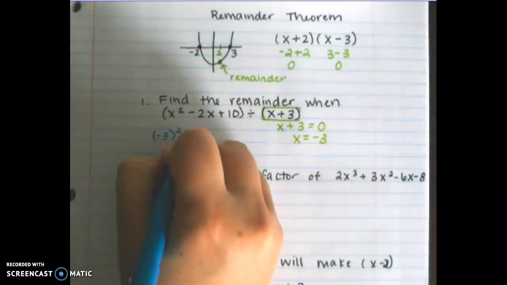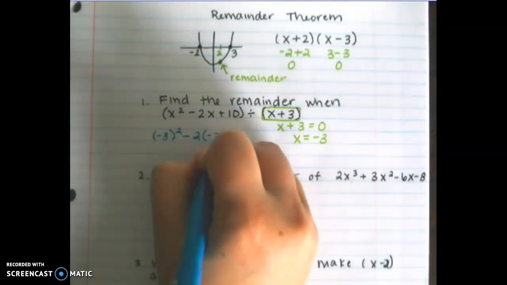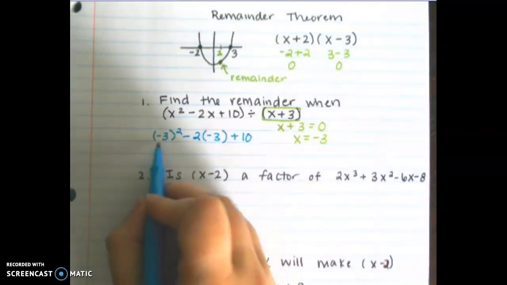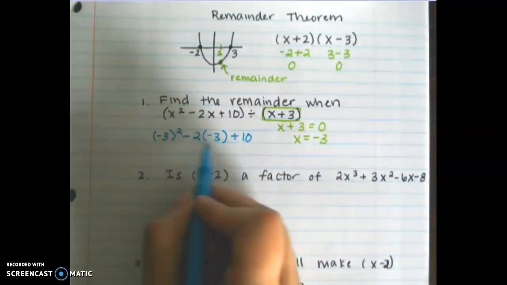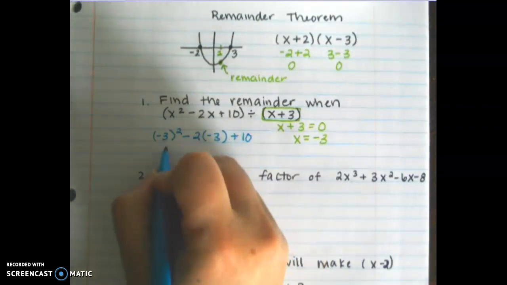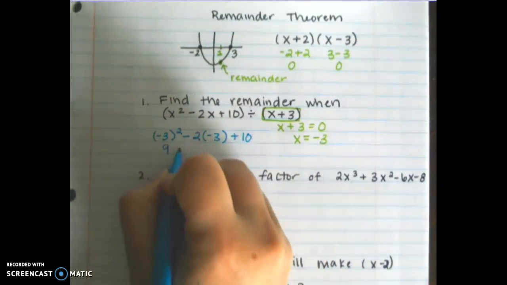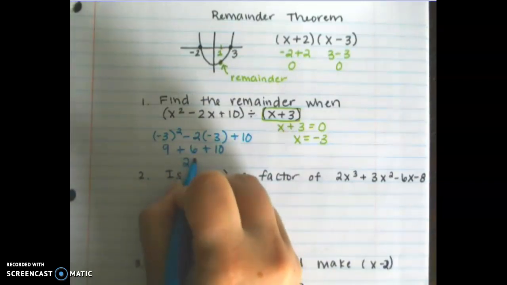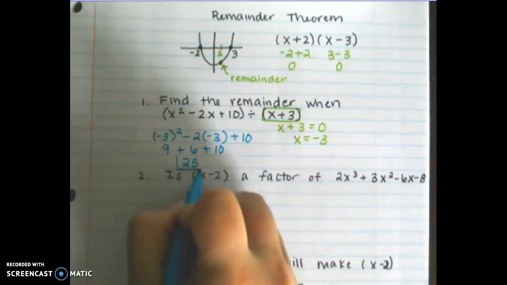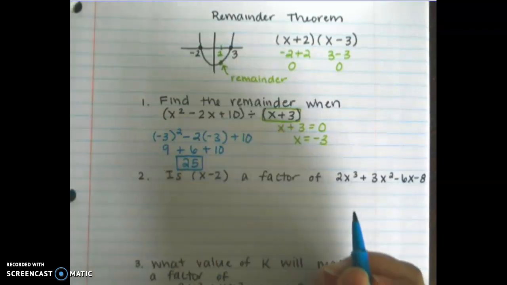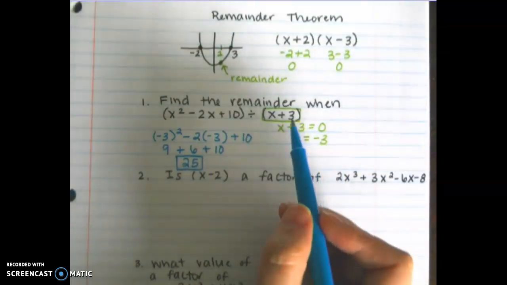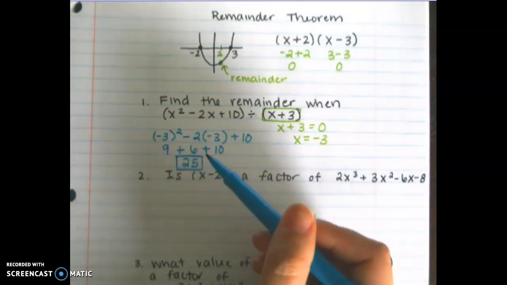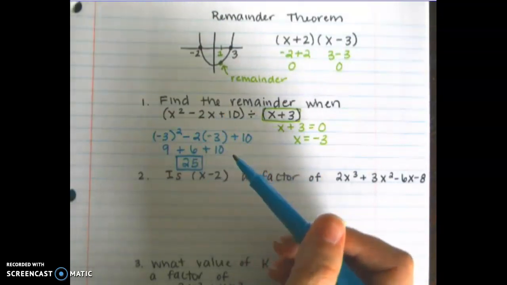So -3 squared minus 2 times -3 plus 10. You can plug this into a calculator or work it out step by step with order of operations. That would be 9 plus 6 plus 10. So the remainder is 25, which means x plus 3 is not a factor of this polynomial because we have a remainder. That means it did not go in evenly.